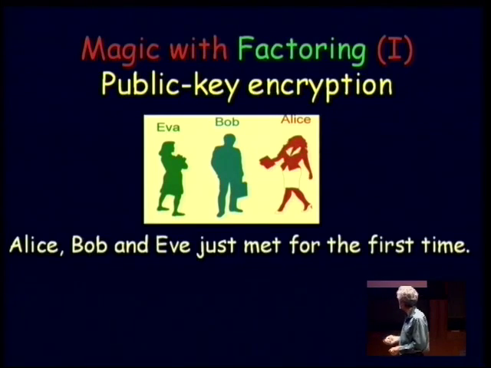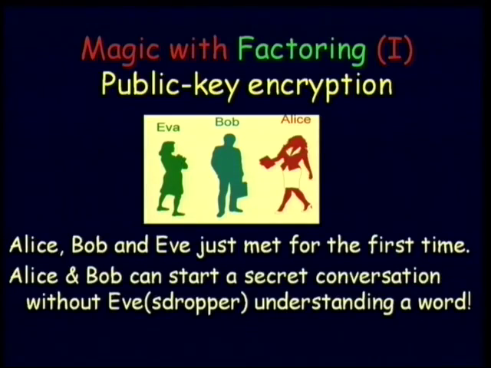So here are three people, and let's imagine that they only met now. They just met each other for the first time. Well, it is possible, even though they don't know each other and have no prior information, for any pair of them, Alice and Bob, to start a secret conversation in the presence of Eve without her understanding a single word. So right now I can start with Peter Goddard, whom I never met, of course, and we can start a secret conversation in the presence of all of you, and nobody will understand.